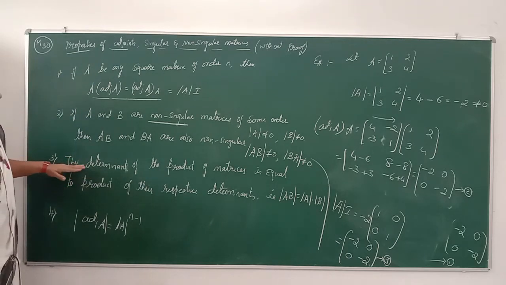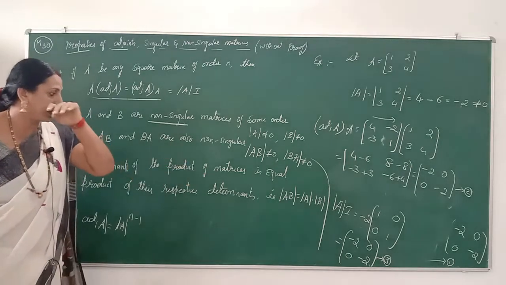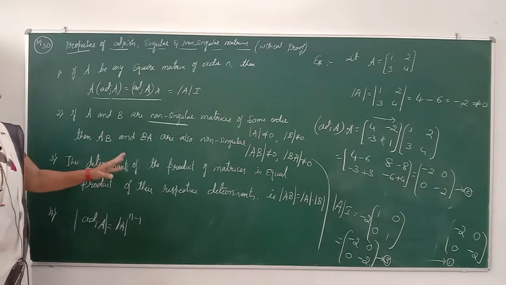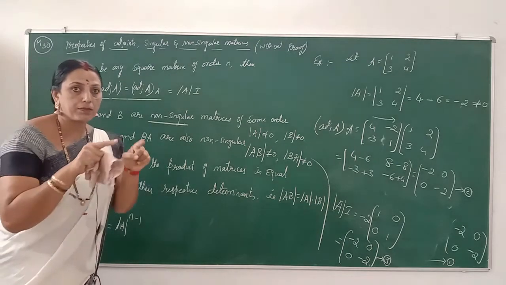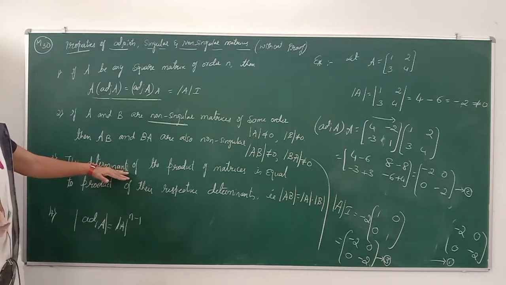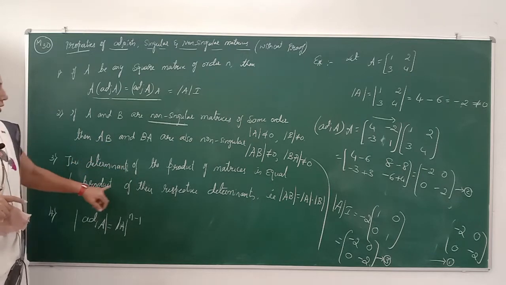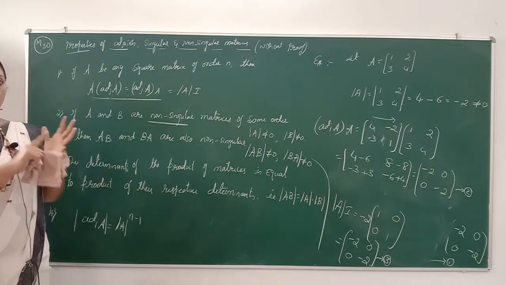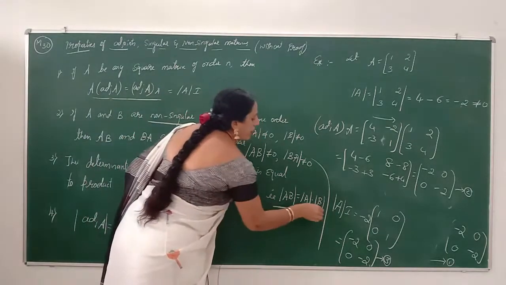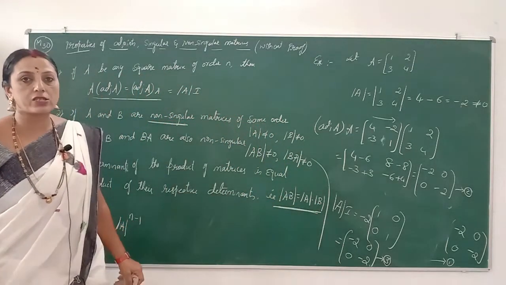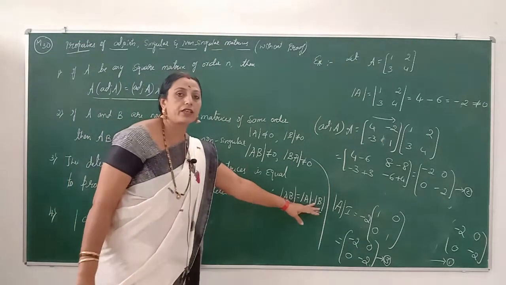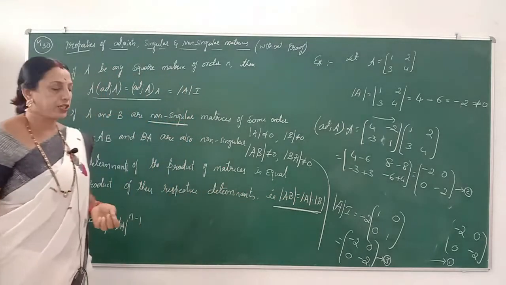The third one is that the determinant of the product of matrices is equal to the product of the respective determinants. First we multiply the elements of the given matrices A and B. After that we find the value of the determinant, which is also equal to the product of the respective determinants. So the product of determinant of A into determinant of B is a shortcut form. Determinant of A into B is also equal to determinant of A into determinant of B. It is one of the formulas to find the value of determinant of AB.